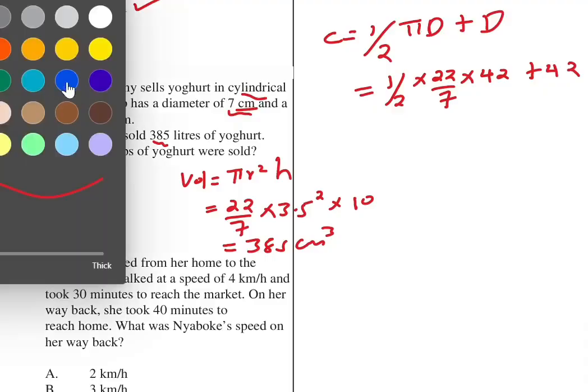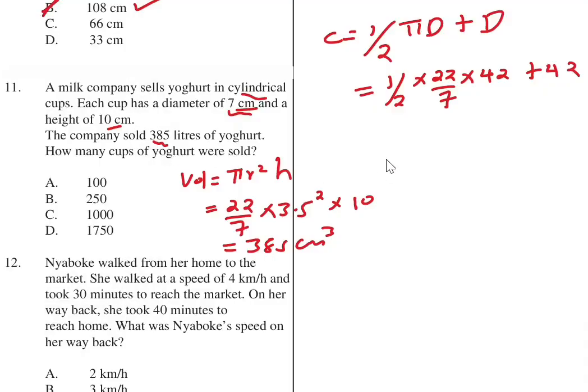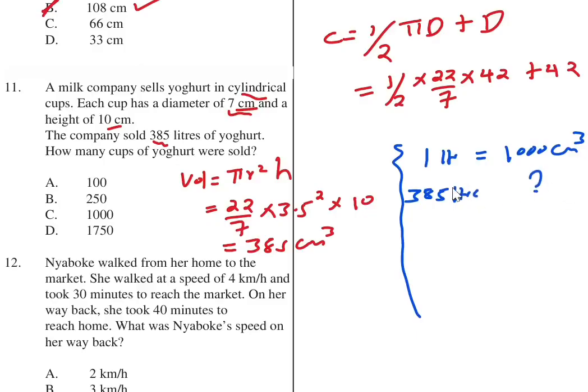So remember, we'll use how many liters? 385 liters. The most important thing is to convert, because the volume is in cubic centimeters and this is in liters. We know that 1 liter is equal to 1,000 cubic centimeters. So ask yourself, what about 385 liters? So you cross multiply, very easy. If you multiply 385 times 1,000, it will be 385,000 cubic centimeters. This is what they sold, and one cup has this volume.